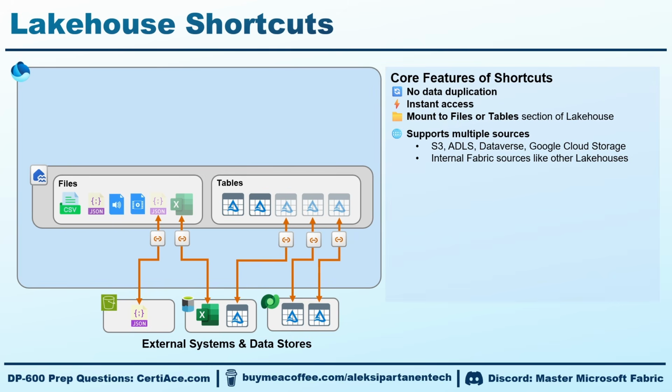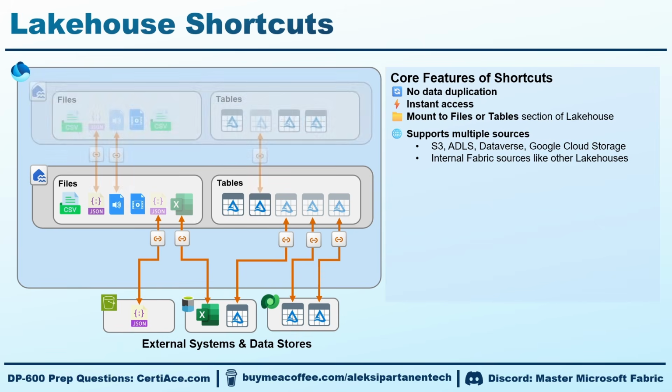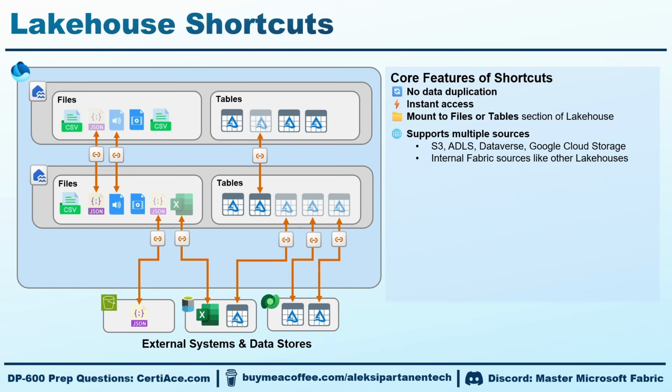And then these shortcuts can be used to bring in files or tables depending on the source. However, shortcuts are not only for connecting to external systems and data stores, and they play a key role in sharing data in Fabric between its internal data stores. One very common use case for shortcuts is to shortcut data from one lakehouse to another. These internal shortcuts work for files and tables and can be used across workspaces.